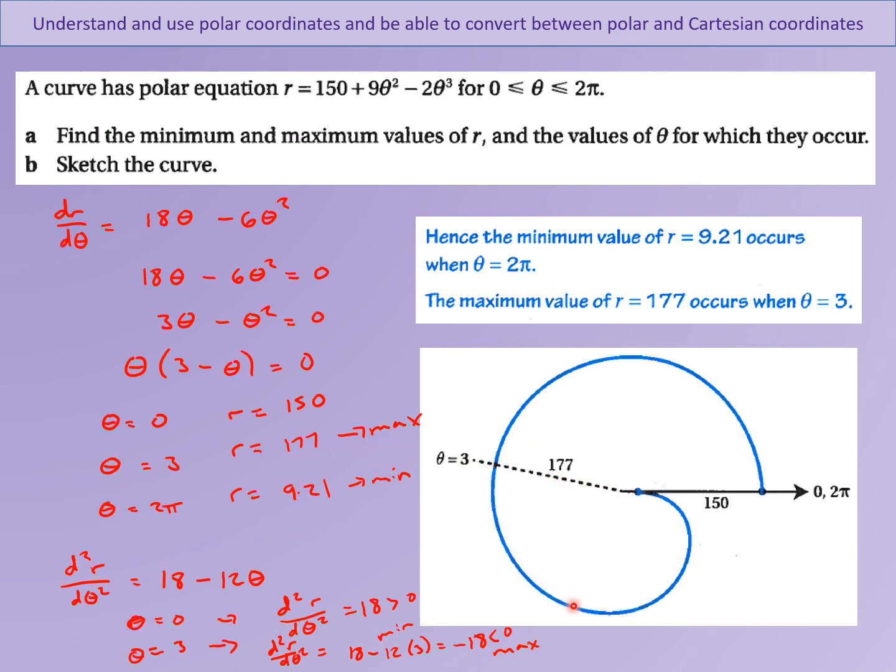r then starts to decrease until we arrive at the end point where theta is 2 pi, and we have an r value of 9.21. r would continue to decrease beyond this, as this isn't actually a stationary point, but since the curve only goes as far as 2 pi, this is where we're going to stop. So 9.21 is the minimum point we are considering here.